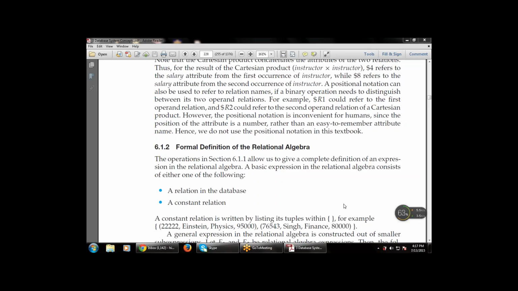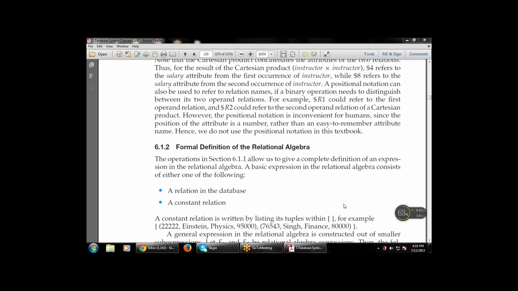So whenever we write any expression in relational algebra, it contains the following: a relation, that is the name of the table, a relation in the database, as well as a constant relation. The constant relation is written by listing its tuples within curly braces, so the tuples, that is the rows, are listed out.